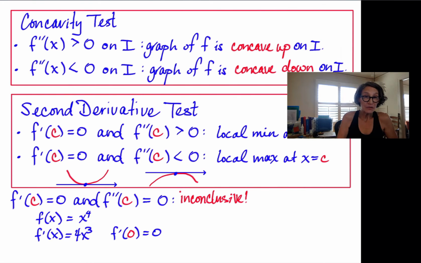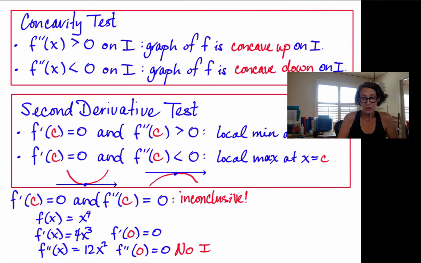And instead of using the first derivative test, you decide to use the second derivative test, and you take the second derivative and you get 12x squared. But when you plug in 0, you get 0 again. So it doesn't tell you anything about whether or not you have a local max or a local min.